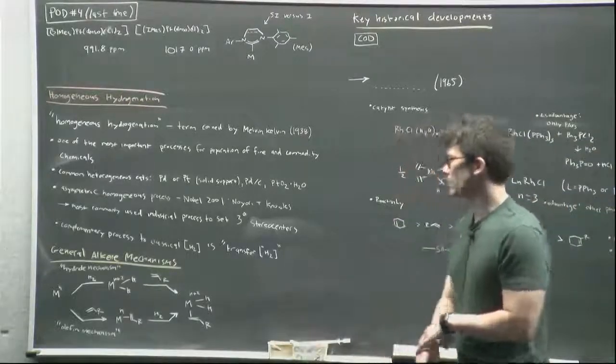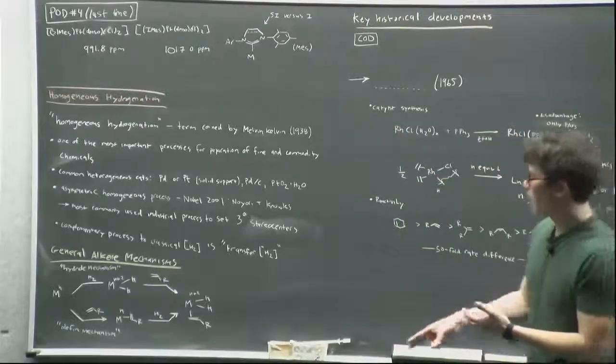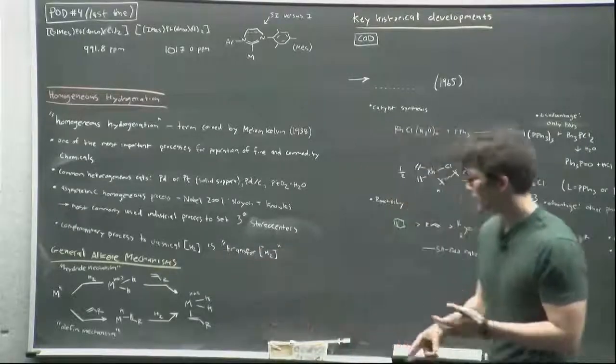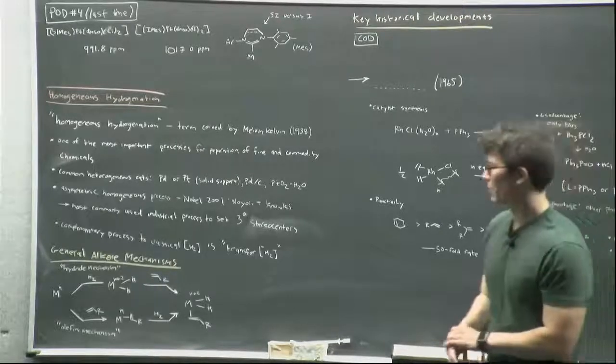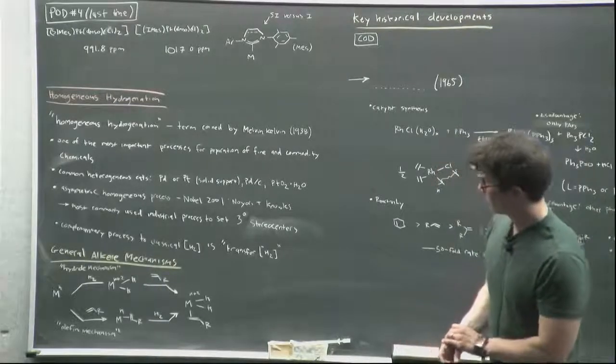And then one type of process that we'll cover today, that's a complement to classical alkene hydrogenation or transfer hydrogenation processes, are typically reducing more polarized functional groups like carbonyl compounds or imines.